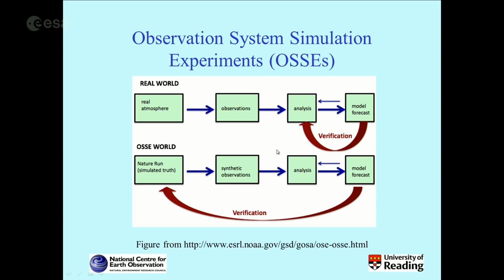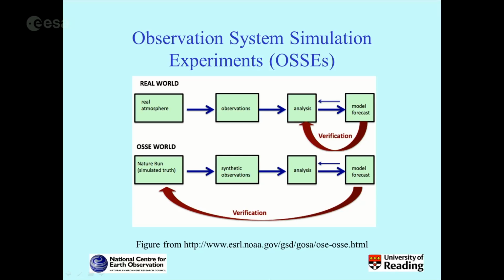Now, what if we decide we want to send up a new satellite instrument, but we don't know what kind of effect it will have? Can we somehow try to simulate the effect we would expect that satellite instrument to have on our data assimilation experiment? And that is the idea of OSSEs.